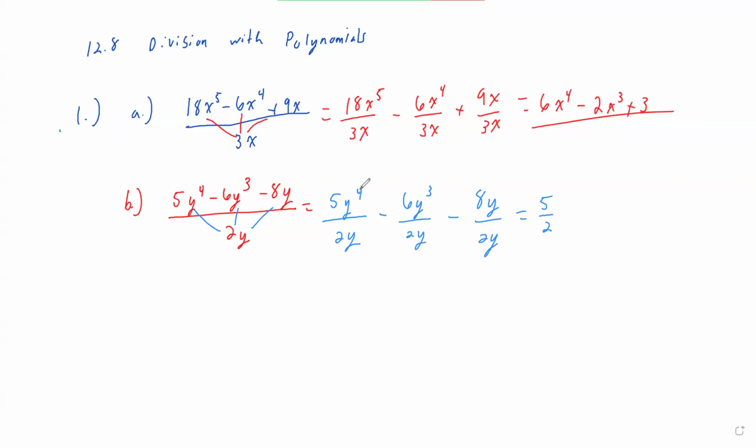But y fourth divided by y, so I would subtract the exponents there, and it becomes y cubed. Minus 6 divided by 2 is 3. 3 minus 1 is 2. Minus 8 divided by 2 is 4. And then the y's would cancel. So that would be your result. And that's how the homework starts. And then it gets a little bit more complicated.